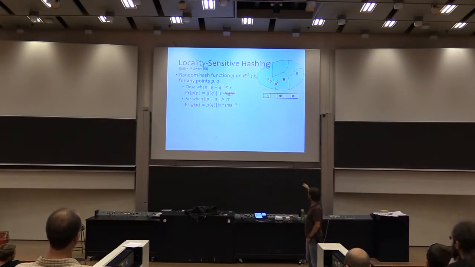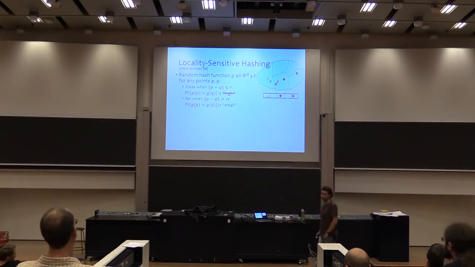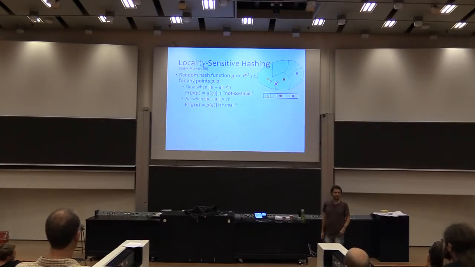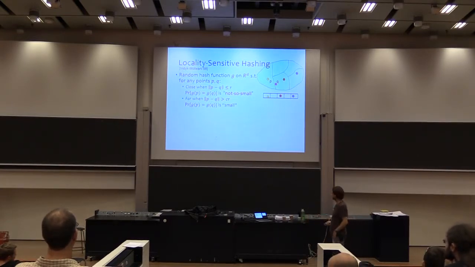Achieving exactly this threshold, high and small, is not quite achievable. What we'll settle for is something like this: a probability which is not so small versus something which is small. But there will be some gap. And quantifying this gap will be the point of most of the rest of the lecture.